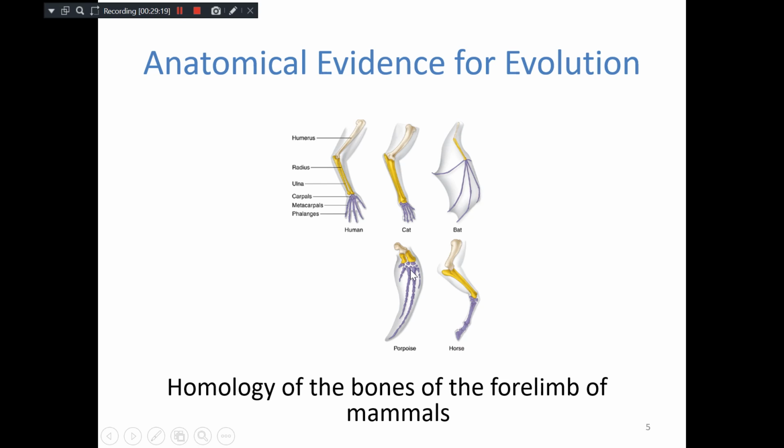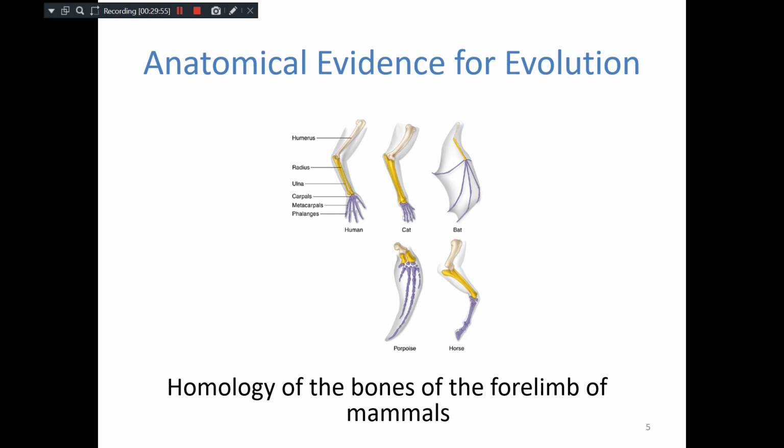Porpoise is an aquatic mammal where the forelimbs have been modified into flippers, which help them in swimming. Even in the forelimbs of the horse, that is mainly meant for running. So, functional differences are there. But anatomically, if you see the bones structurally, all of them are built on the same ground plan.